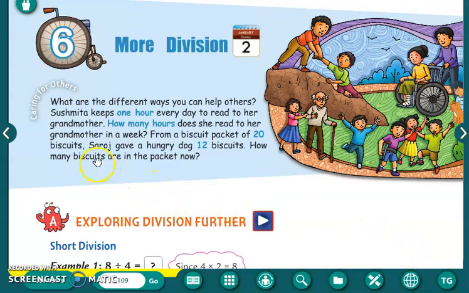we will see here what are the different ways you can help others. Sushmita keeps 1 hour every day to read to her grandmother. How many hours does she read to her grandmother in a week? From a biscuit packet of 20 biscuits, Saroj gave a hungry dog 12 biscuits. How many biscuits are there in the packet now? Now, this type of calculation we will see in this chapter.